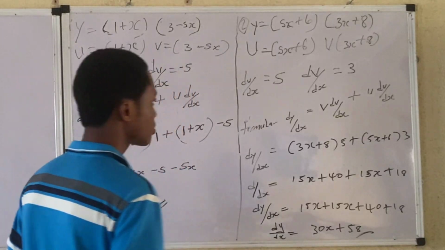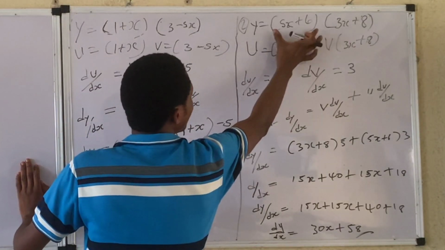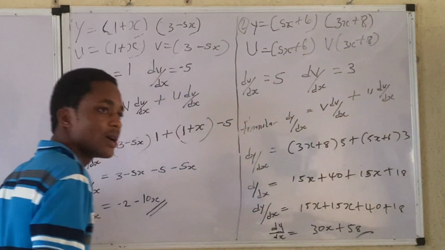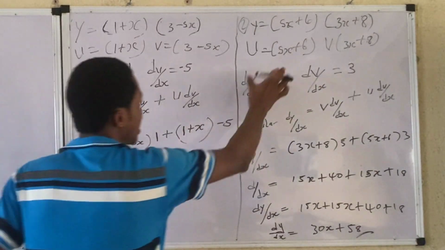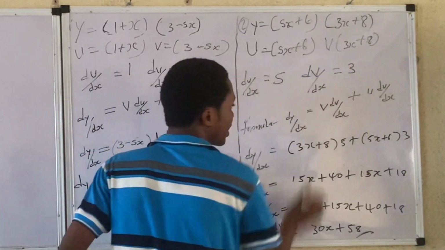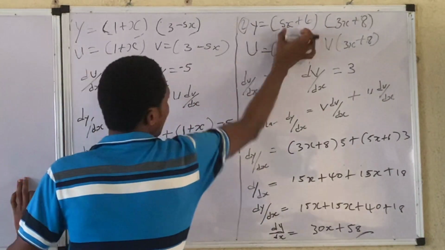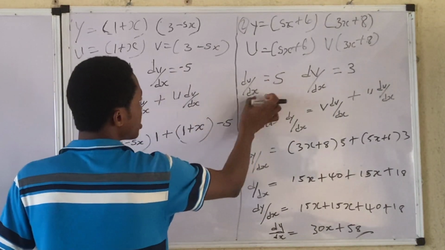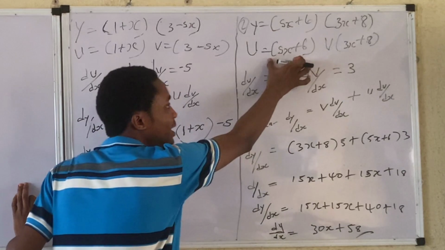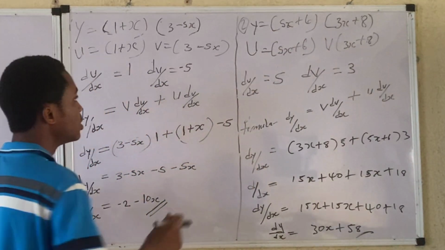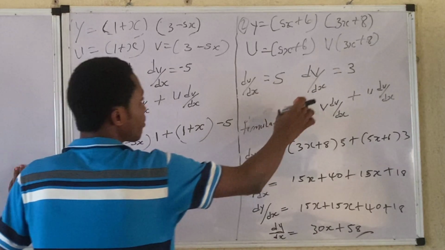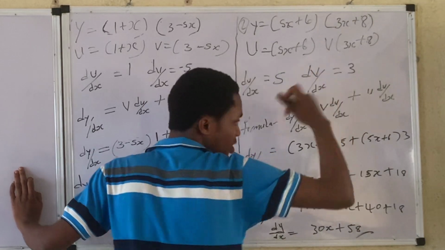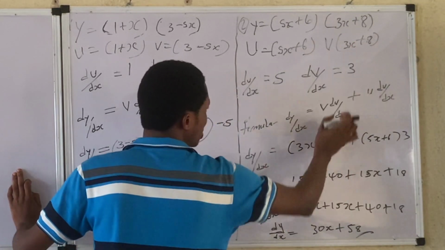Now, question 2: y equals (5x plus 6)(3x plus 8). Remember, y equals uv. We take the first bracket as our u and the second bracket as our v. Now differentiating u, du/dx gives us 5. Dealing with the bracket here, 6 is a constant, and every constant is 0. Differentiating 5x will give you 5. Now differentiating v, dv/dx will give you 3. How? Differentiating the constant, which is 8, gives you 0. Differentiating 3x, we have 3.